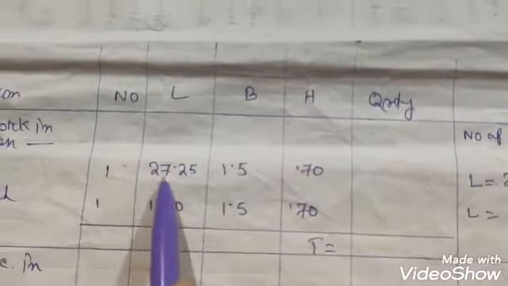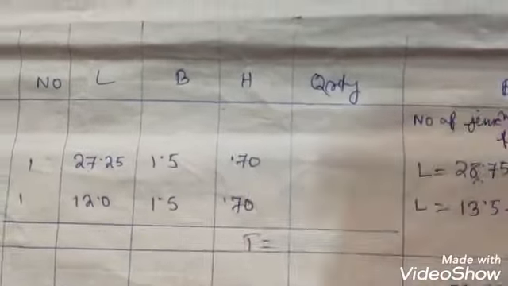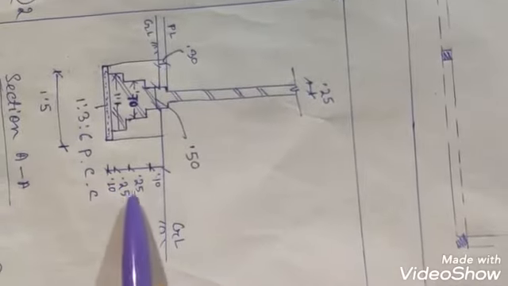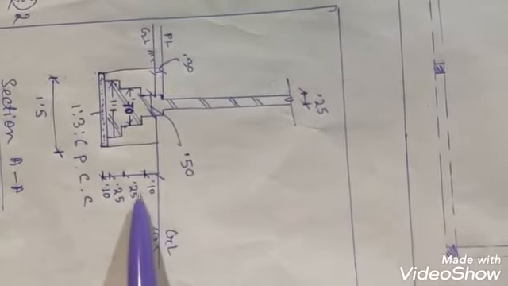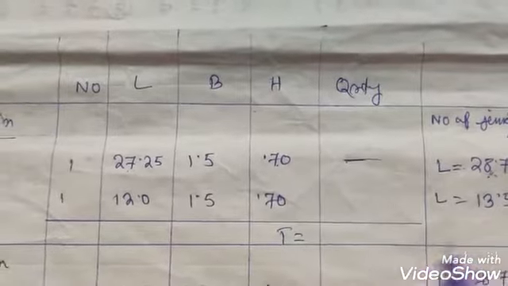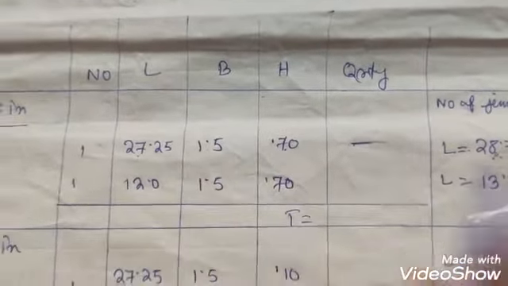So number is 1, length 27.25, breadth is 1.5, and the height of earthwork in excavation is, if we add all this, 0.1 plus 0.25 plus 0.25 plus 0.1, it is 0.7. So height is 0.7, and we can find out the quantity. That is up to you. You need to find out the quantity. So number into length into breadth into height is the quantity.